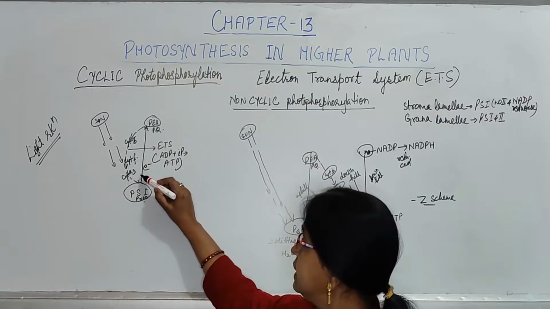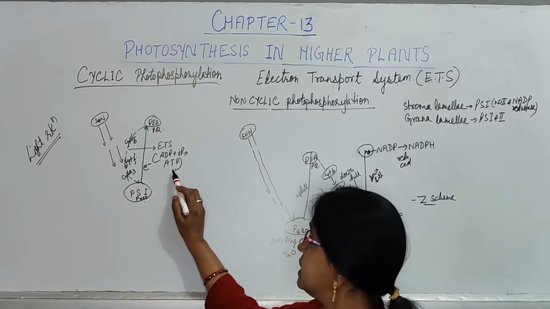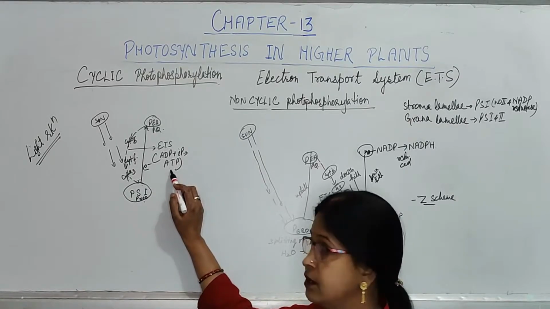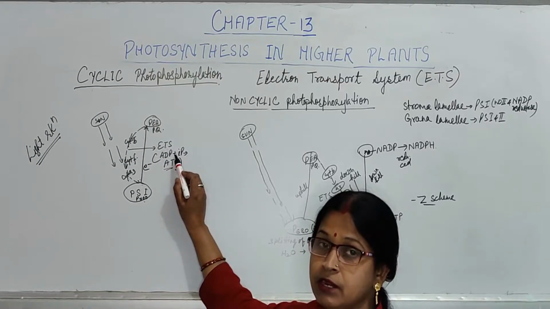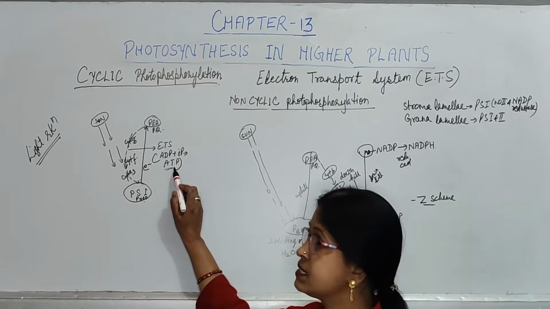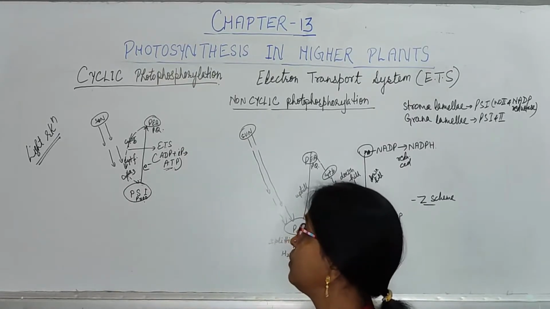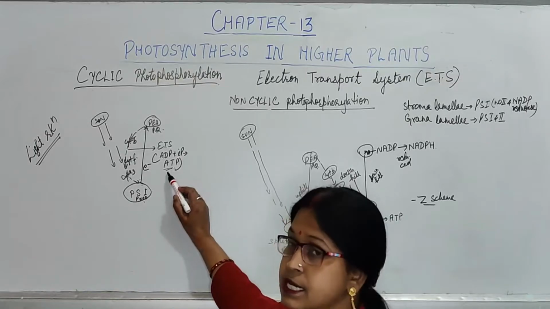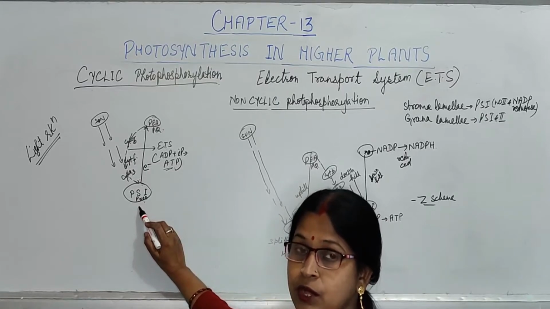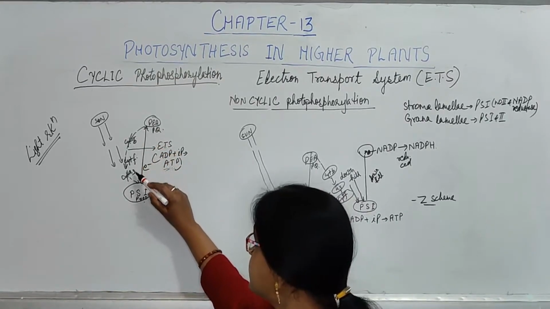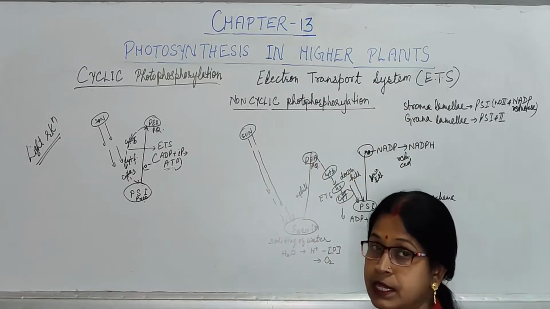During this movement, that is transportation of electrons, energy is released which will synthesize ATP. From ADP and inorganic phosphate, ATP synthesis will take place, and that is known as photophosphorylation. So in cyclic photophosphorylation, the product is ATP, and only one pigment system, that is pigment system 1, is involved, and the movement of this electron is known as the electron transport system or ETS.